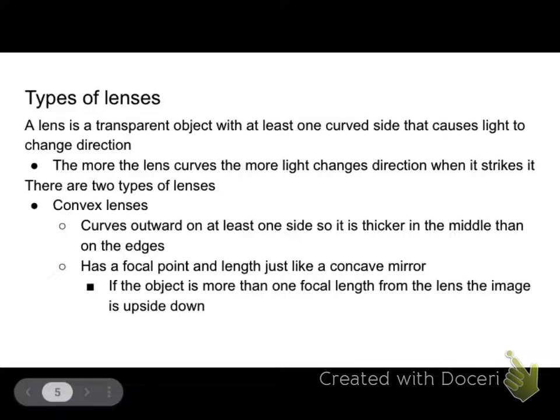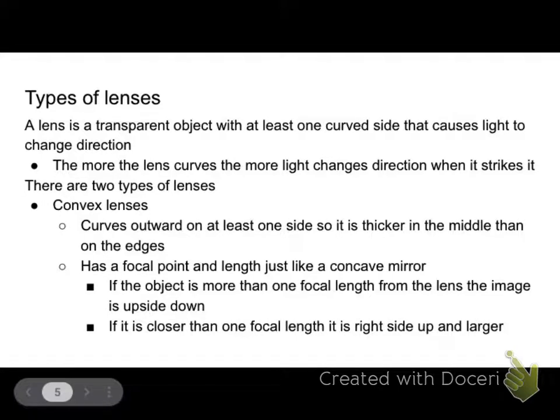If the object is more than one focal length away from the lens, then the image is going to be upside down. That's the same as it was with the mirror, right? And if it's closer than one focal length, the image will be right side up. But unlike in a mirror, the image will also be larger. So convex lenses are lenses used to magnify things.